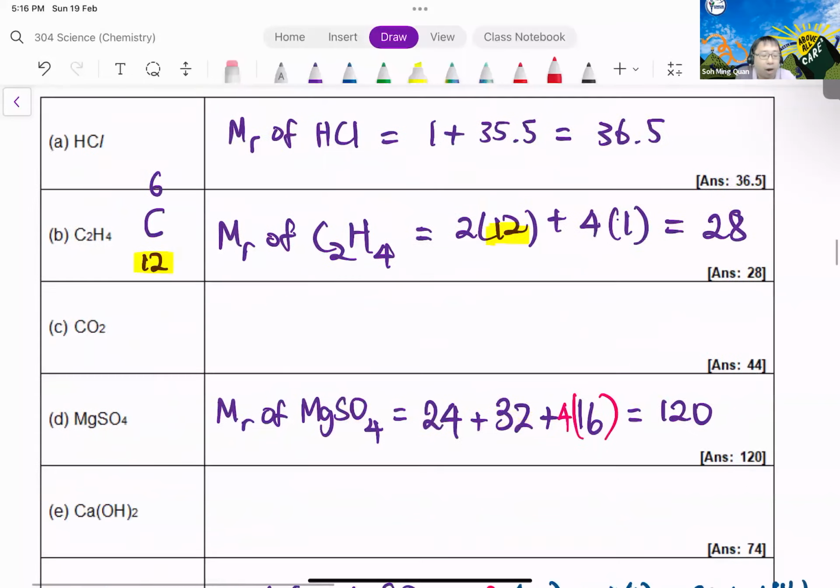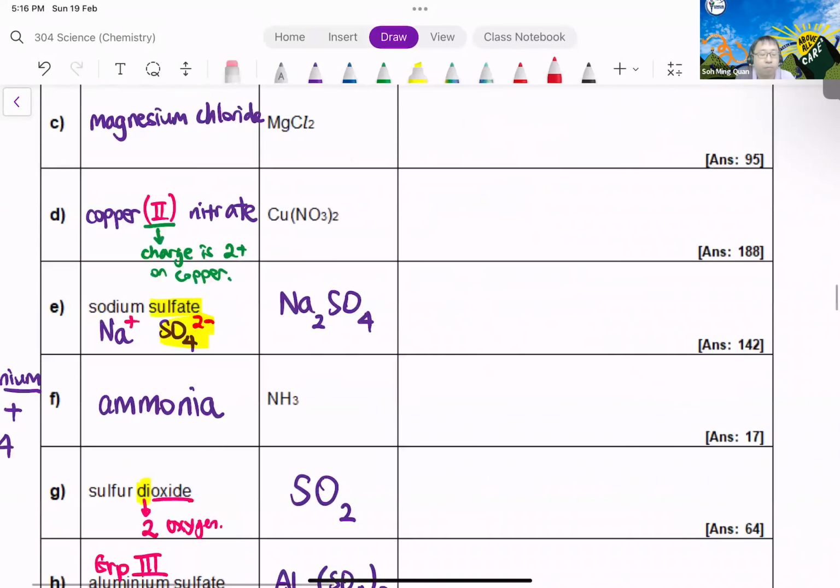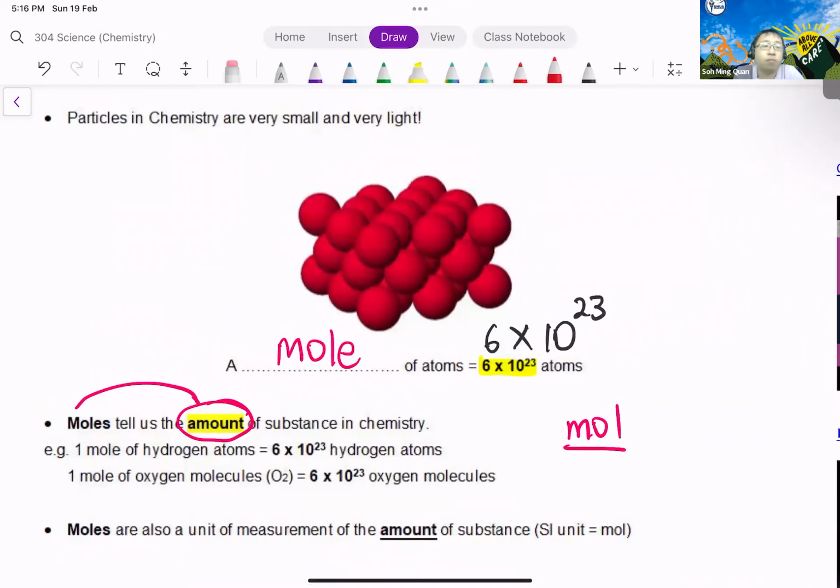Now, what's the use of Mr? The use of Mr is so that you can find mole. Now, what is mole? Mole tells you how much of a substance you have in chemistry.